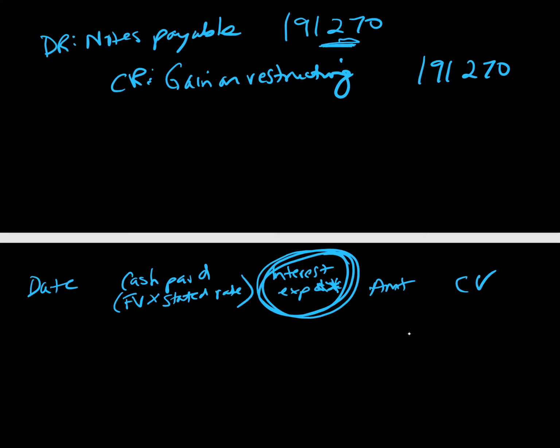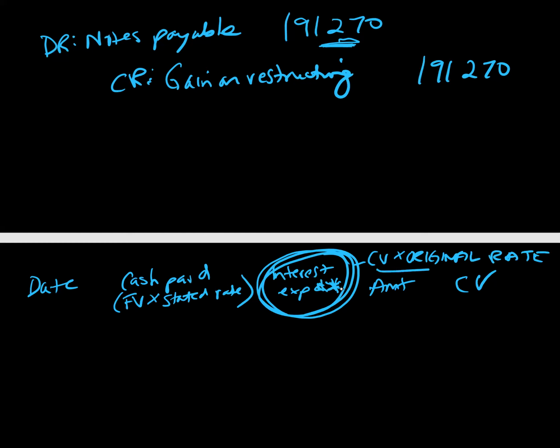So what's going on with interest expense here? Well, normally our cash paid is always the face value times the stated rate, and our interest expense is usually the carrying value times the market rate. However, when we're accounting for a debt modification, this is going to be the carrying value times the original effective rate on the debt.